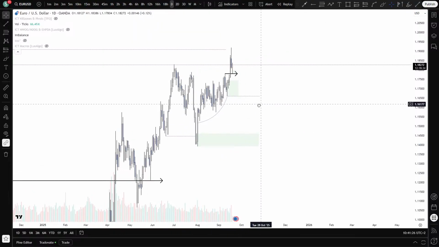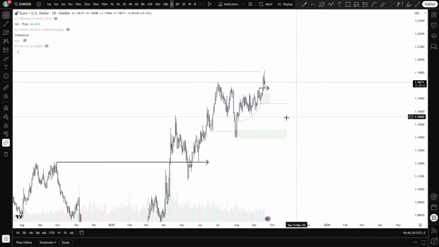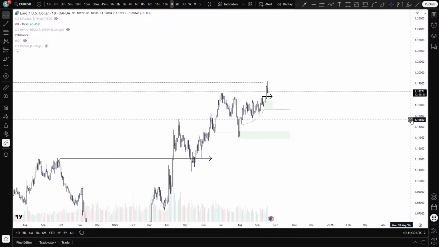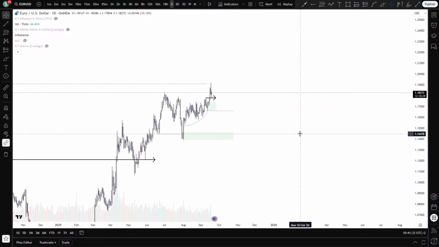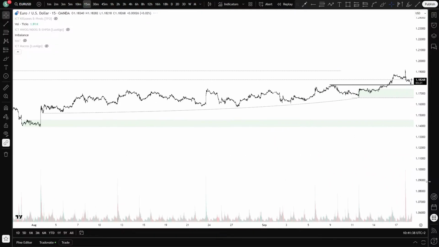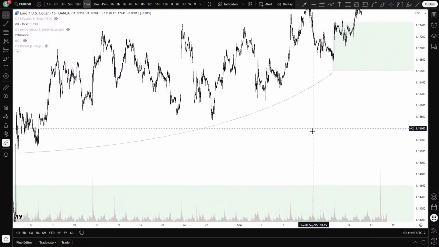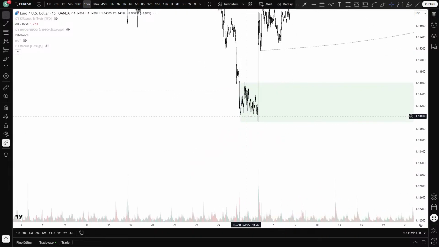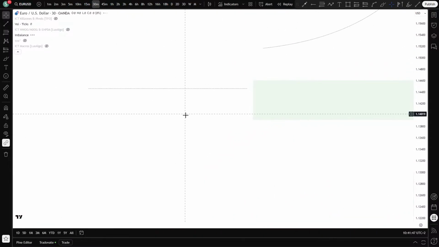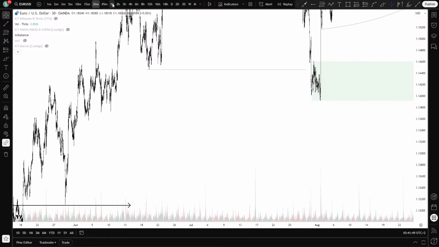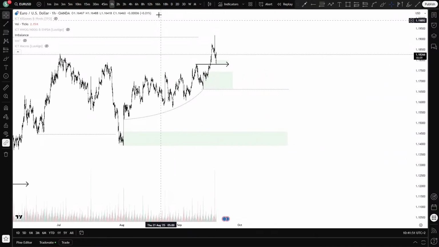So this could be a great place for Euro Dollar to continue to move if we're gonna fail to hold here locally. Yeah, that is what I would be looking at.